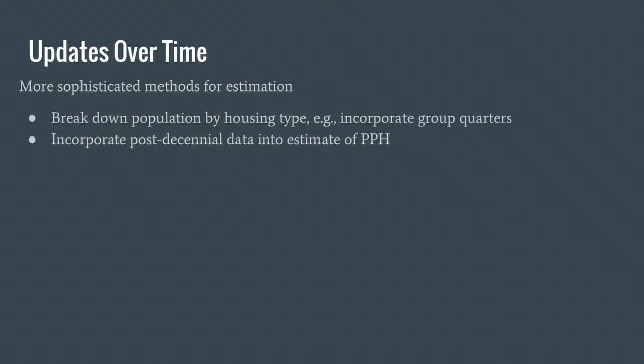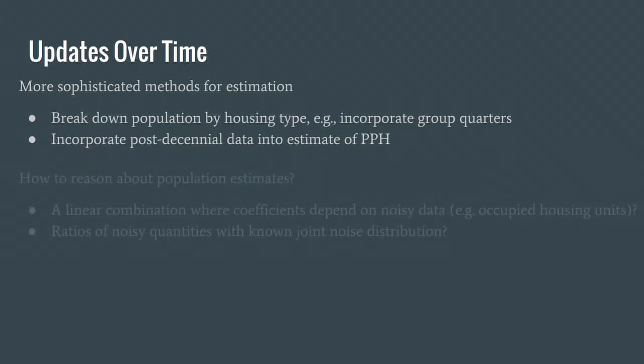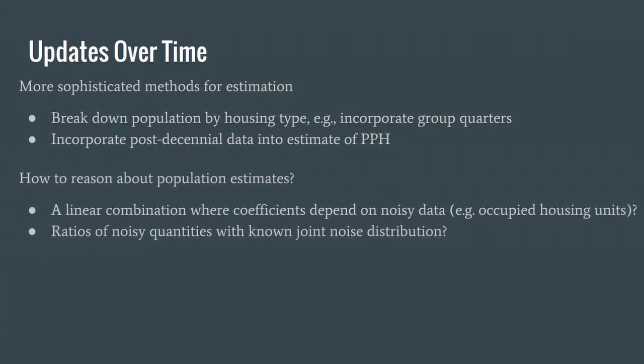So again, this is a simple example. There are much more sophisticated methods for estimation out there. You can consider breaking down population by housing type. In particular, one thing that's omitted from the model I mentioned was incorporating the effect of group quarters, which is often introduced as an additional term. Also estimating PPH in more complicated ways by incorporating post-decennial census data, and working toward a more general framework for reasoning about these problems. One possibly productive way of thinking about population estimates is that they're linear combinations of other quantities that you can get from the decennial release, but where the coefficients of this linear combination themselves depend on noisy data.